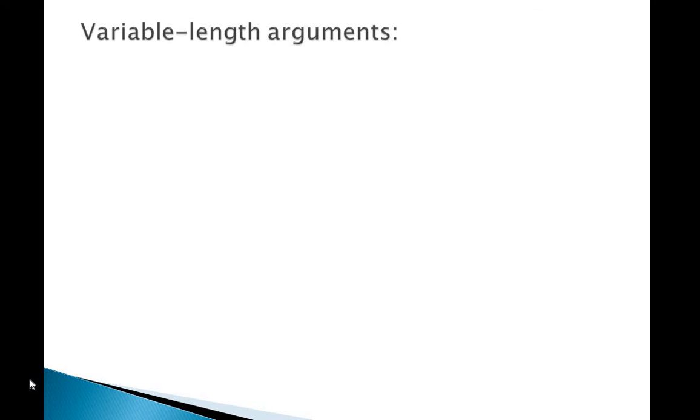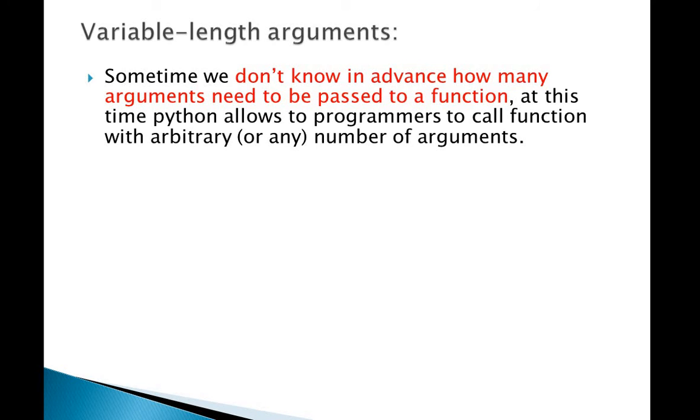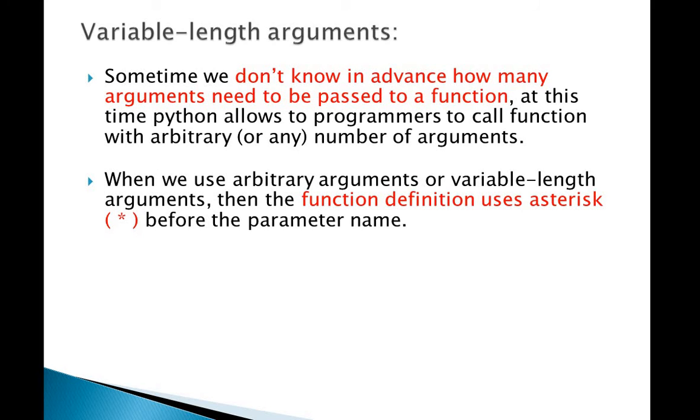At which moment is it required? Sometimes we don't know in advance how many arguments need to be passed to a function. At this time, Python allows programmers to call a function with an arbitrary number of arguments. You can pass any number of arguments. The number of arguments passed to the function is not fixed.